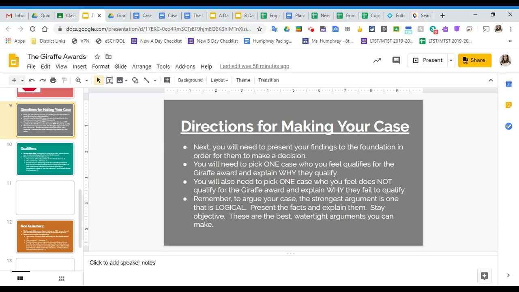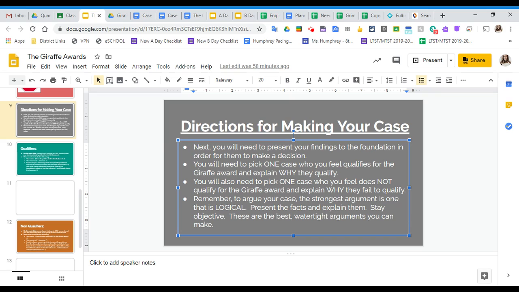So let me finish up with the directions. You're going to pick one case that you feel qualifies for the award, and then you're going to pick one case that you feel doesn't qualify, and then you're going to present the argument.